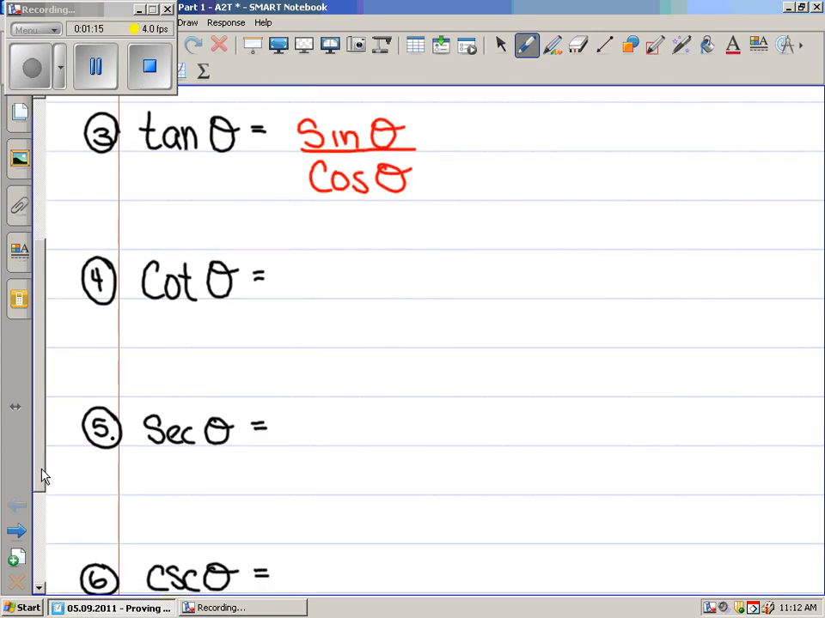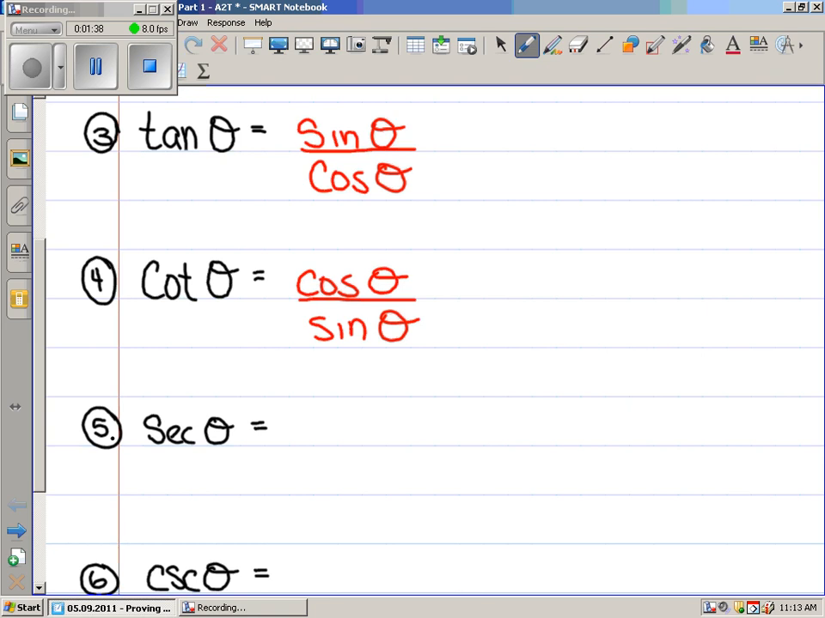Let's do the next one. How about the cotangent of theta? What is it? Yeah, it is cos theta over sine theta. That's it. That's all we're doing. I appreciate if you need a minute or two to take that down.